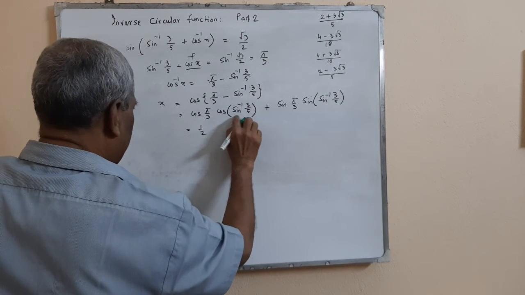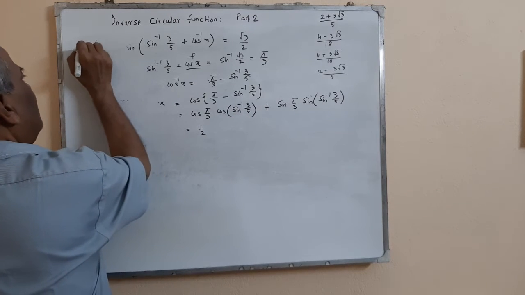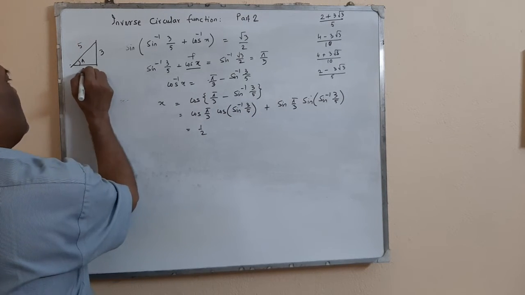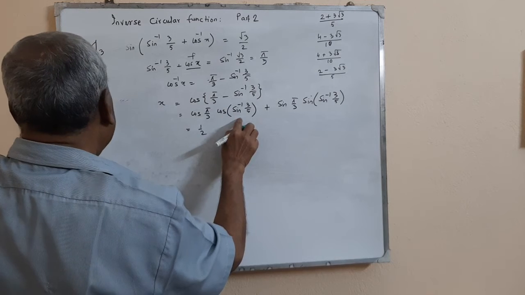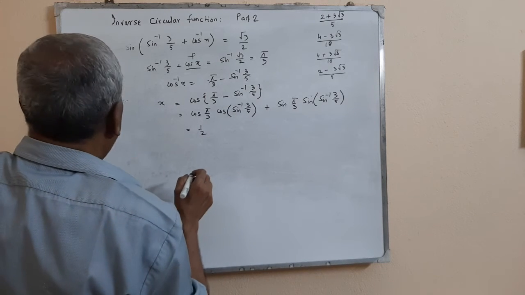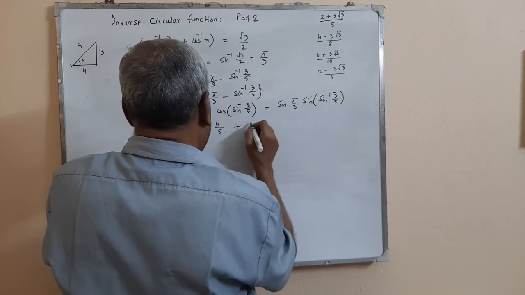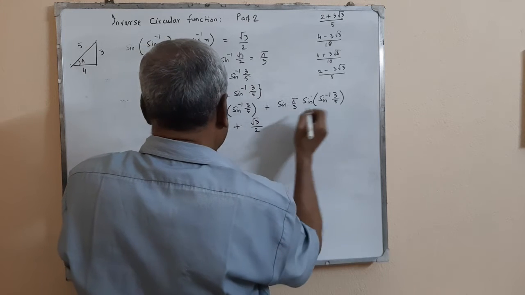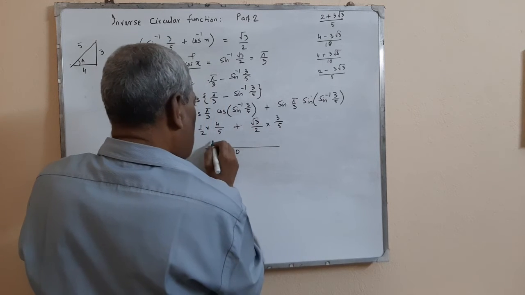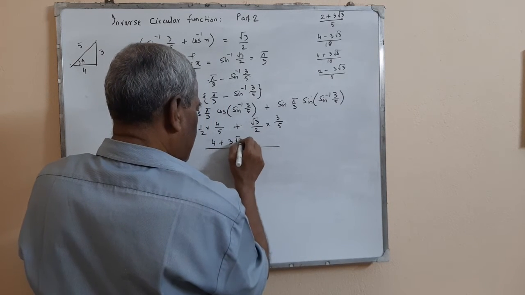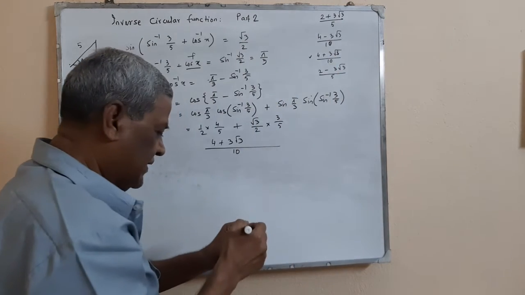Suppose this is A. So sine A is equal to 3 by 5, height by hypotenuse. Now by Pythagoras theorem this must be 4. So cos A means 4 by 5, plus sine pi by 3 means root 3 by 2, and this is 3 by 5. Now simplifying, we get 4 plus 3 root 3 by 10. Option C is correct.